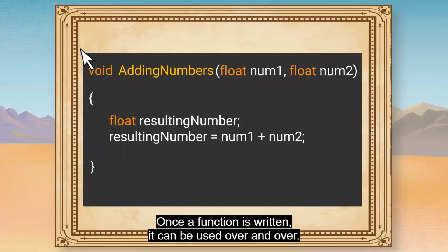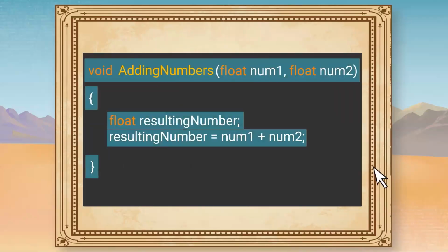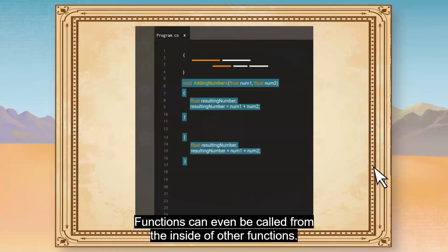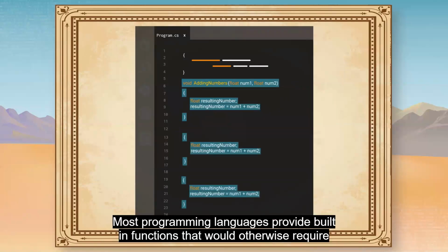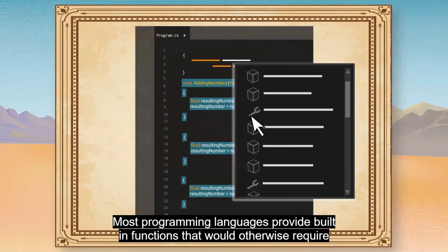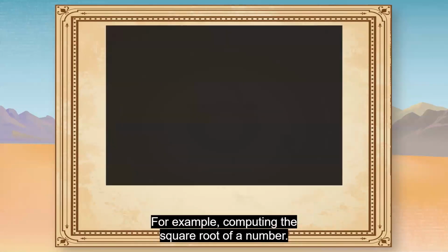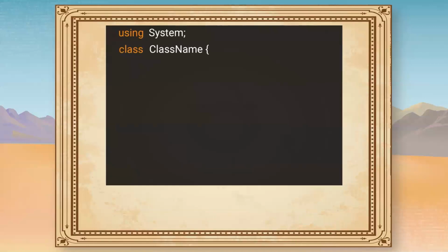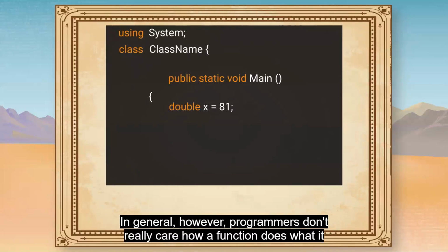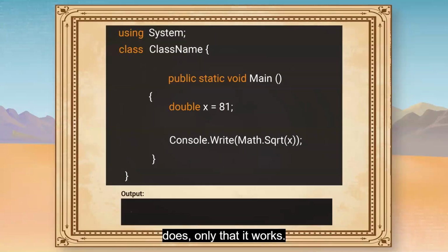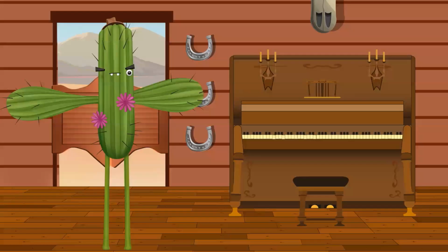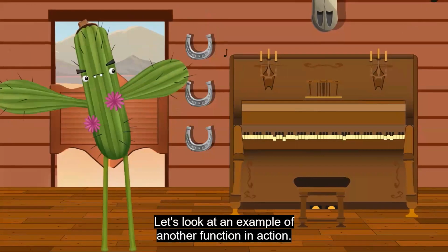Once a function is written, it can be used over and over. Functions can even be called from the inside of other functions. Most programming languages provide built-in functions that would otherwise require many steps to accomplish, for example, computing the square root of a number. In general, however, programmers don't really care how a function does what it does, only that it works. Let's look at an example of another function in action.